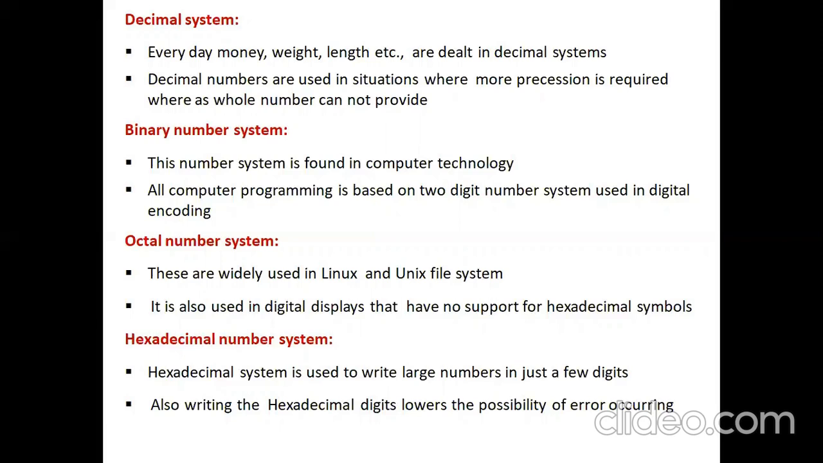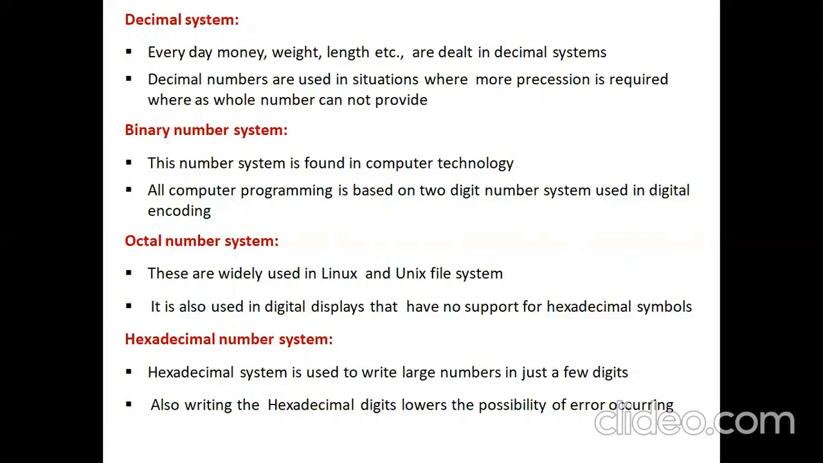Coming to the binary number system, this number system is found in computer technology, where we are associated with two digits, that is 0 and 1. Coming to the octal number system, this is widely used in Linux and Unix file systems, and it is used where there is a support for hexadecimal systems.